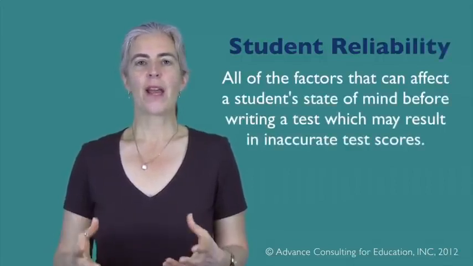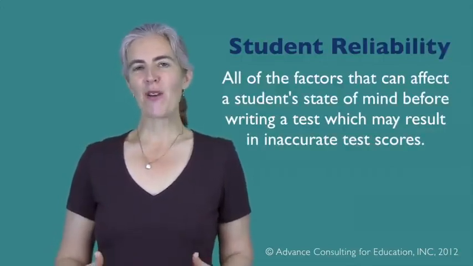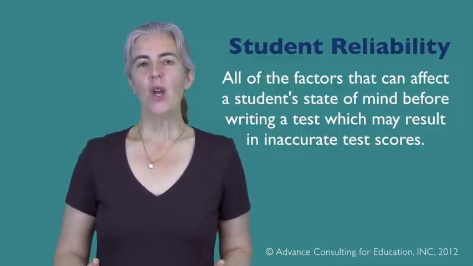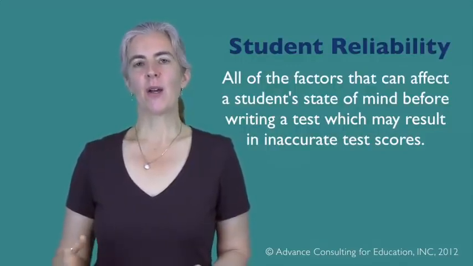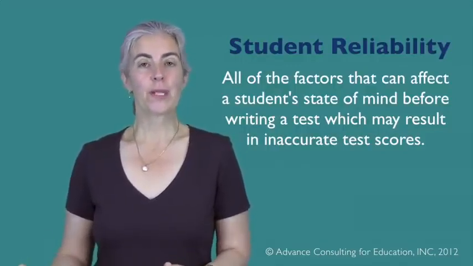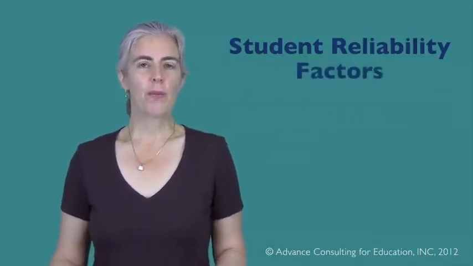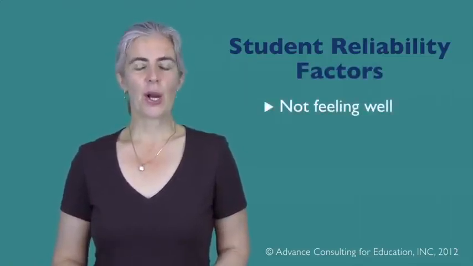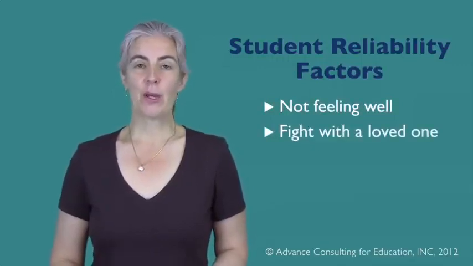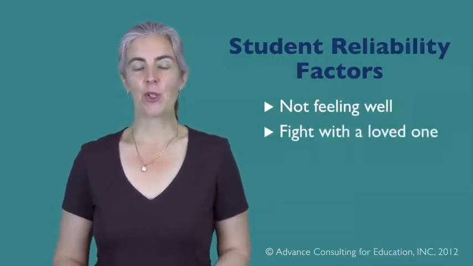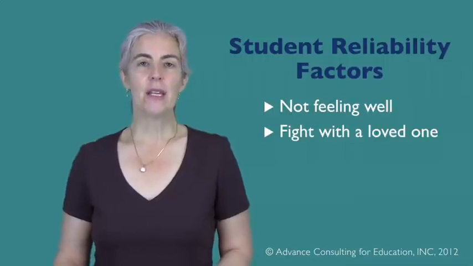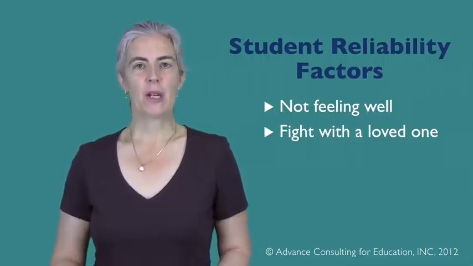Student reliability is all the different variety of factors that can affect your student's state of mind before they write the test, which may result in an outcome or a score, for example, that doesn't reflect their true proficiency. So there's lots of these. You can probably imagine many of them. If the student doesn't feel well, for example, it's just not a good day for them, or if they've had a fight with their parent or their spouse or their partner or one of their children before they come in to write the test, that would understandably create an unsettled frame of mind.